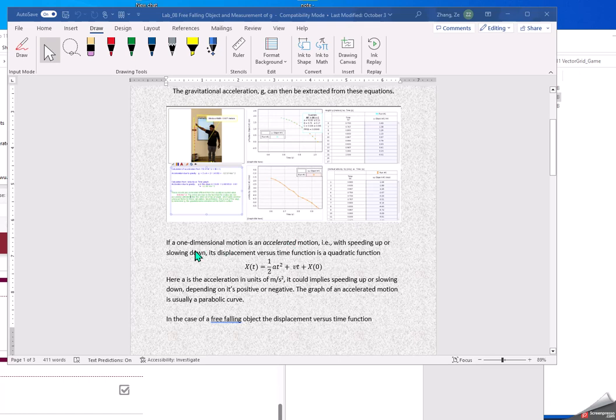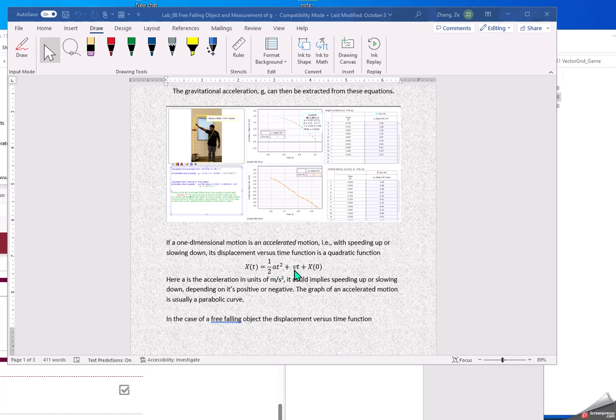Alright, so here is the background we got from the class. A one-dimensional accelerated motion, which is what a gravity freefall object is, with speeding up or slowing down, has a displacement versus time function that is a quadratic equation. This equation covers both moving up or moving down, accelerating and decelerating, with the parameter being positive or negative. So this a here could be positive, accelerating, or negative, decelerating.